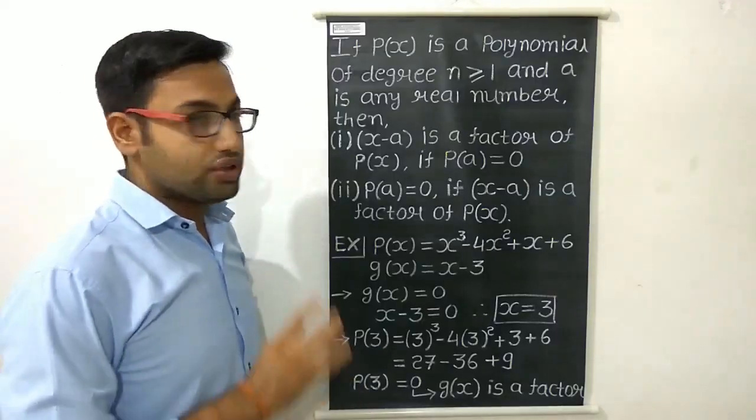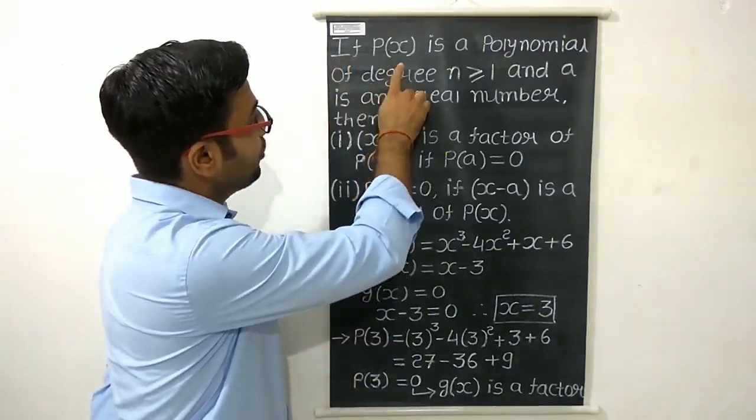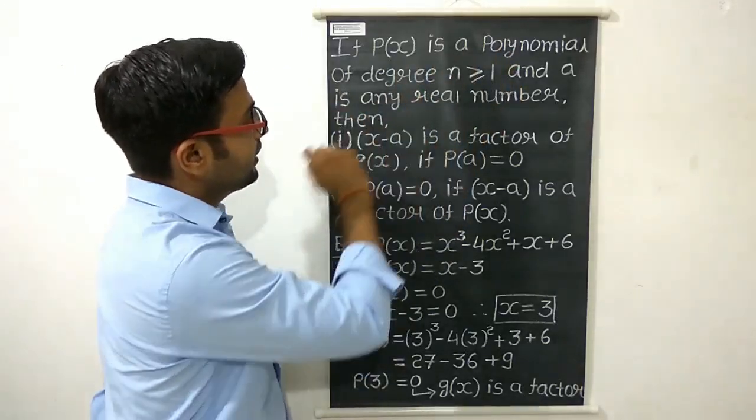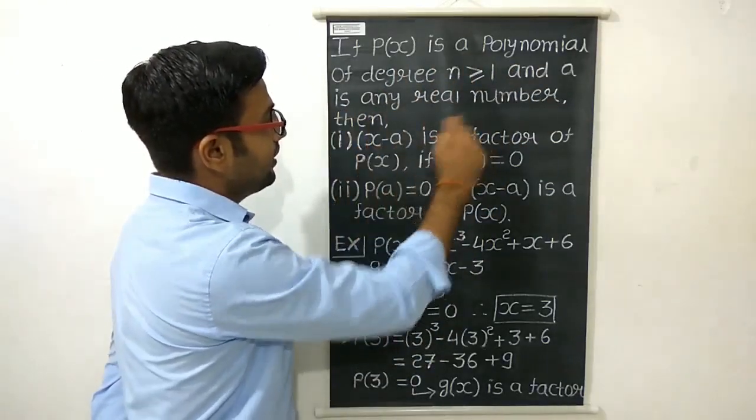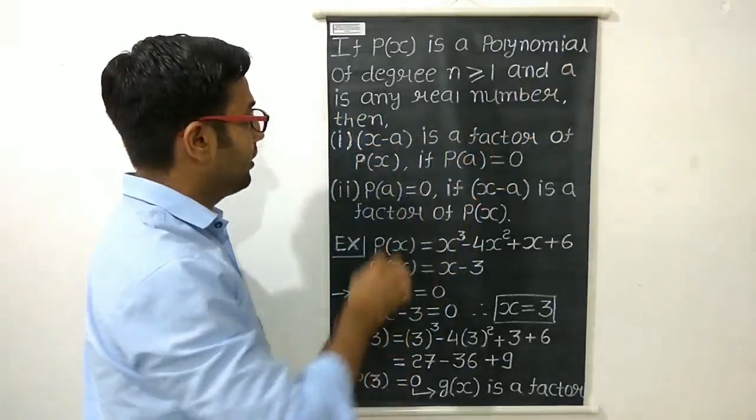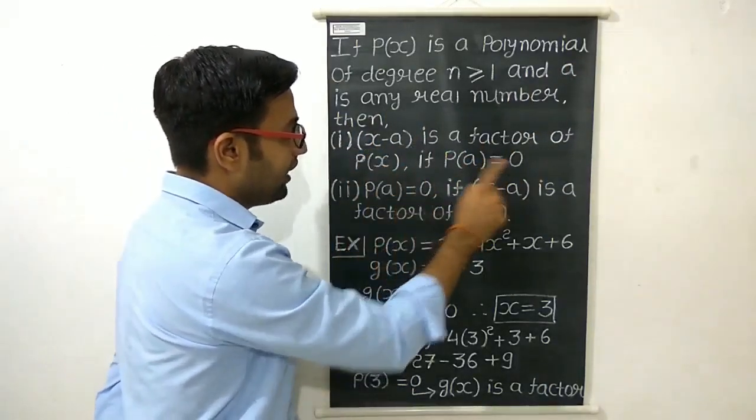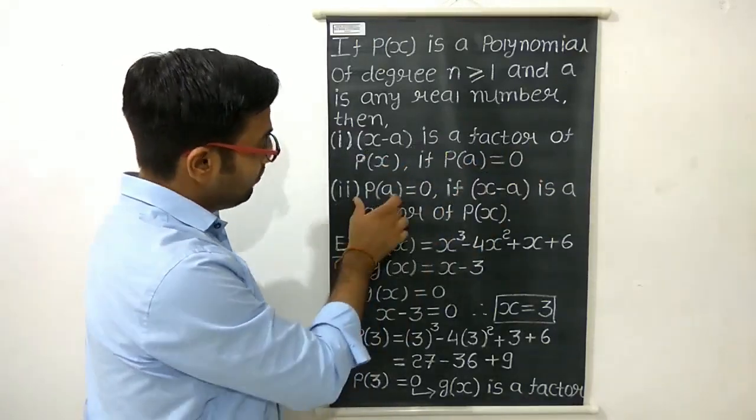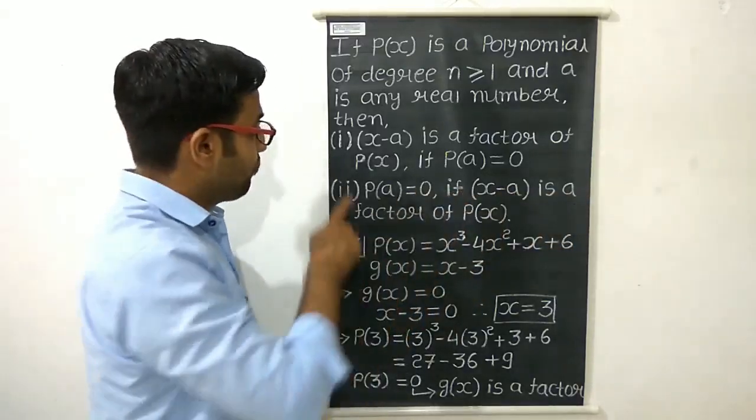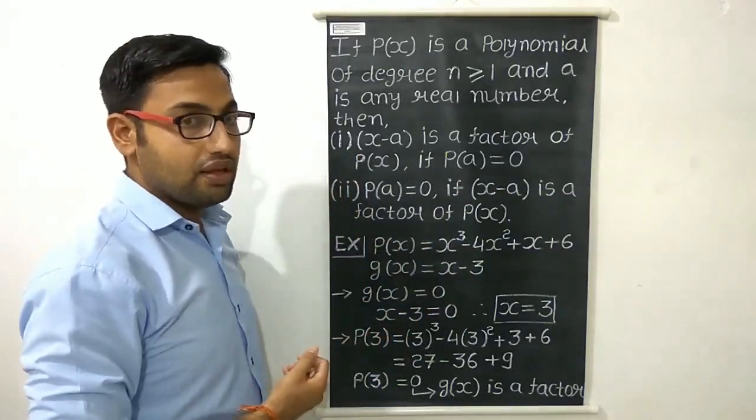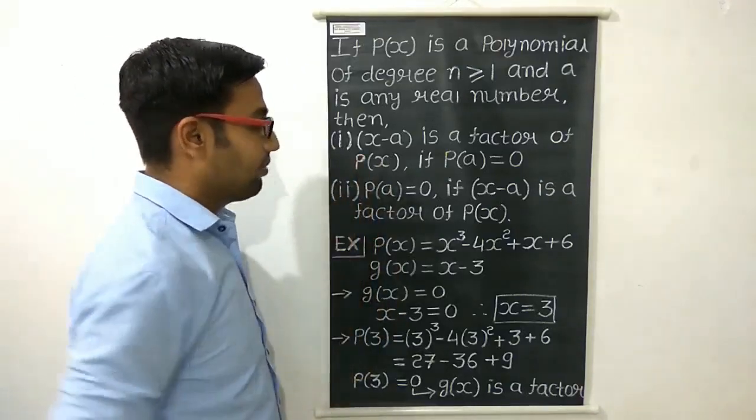Okay, so let us see what is the statement of the factor theorem. The statement is, if p of x is a polynomial of degree n greater than or equal to 1 and a is any real number, then first thing is x minus a is a factor of p of x if p of a is equal to 0. And second thing is p of a is equal to 0 if x minus a is a factor of p of x. So both these results 1 and 2 are similar, but they are stated like this. Okay. So the meaning of both the statements is true.